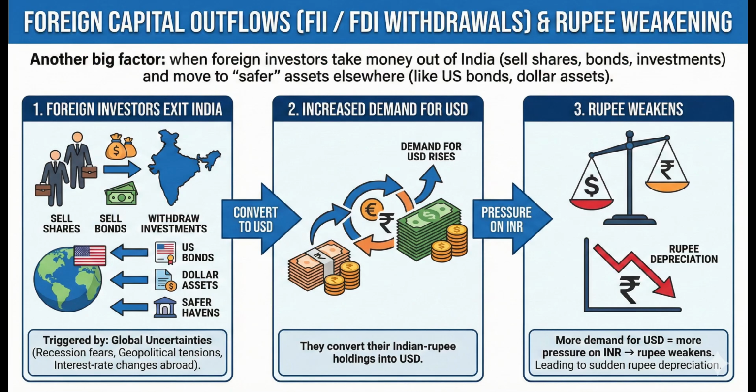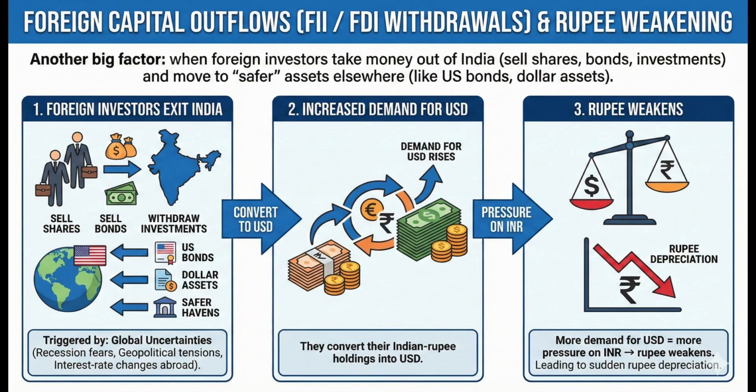Foreign capital outflows, FII or FDI withdrawals. Another big factor. When foreign investors take money out of India, that is, sell shares, bonds, and investments, and move to safer assets elsewhere, like US bonds and dollar assets, what happens then? They convert their Indian rupee holdings into USD, increasing demand for USD. More demand for USD equals more pressure on INR. The rupee weakens. Global uncertainties, recession fears, geopolitical tensions, and interest rate changes abroad often trigger these outflows, leading to sudden rupee depreciation.